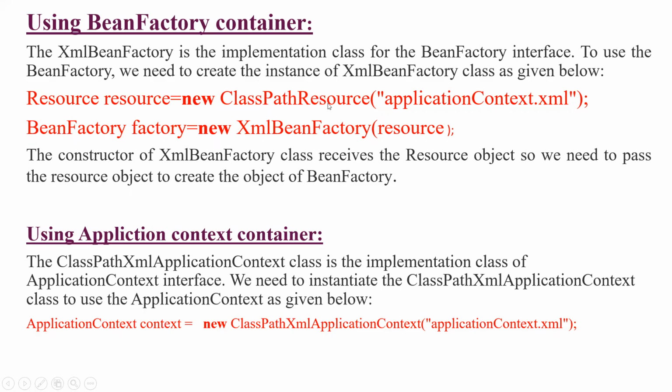First I have created a class path resource object. Then I have stored the XML file. That object reference, resource R1, I am giving to the XML bean factory. See how many steps you have to do here. The constructor of the XML bean factory class receives the resource object. So we need to pass the resource object to create the object of the bean factory.